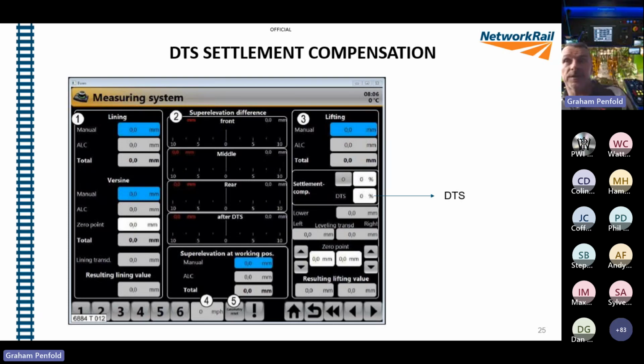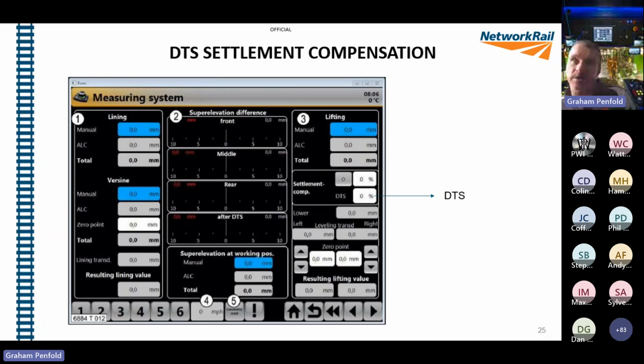This is the PIC system, Passive Intelligent Control, on the 09 systems. As I alluded to before, if you go on the measuring screens, you can see settlement, compensation, and DTS. It's not very clear to find. It's really hard to find DTS settlement comp. Then you would put whatever percentage you wanted in there.